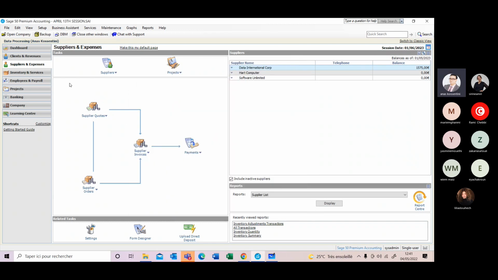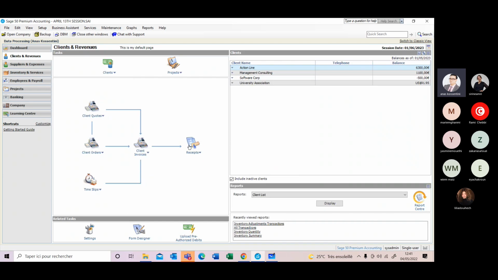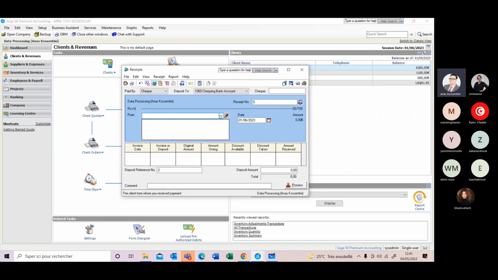Under June 1st, under clients and revenues, as usual, guys, because I have a transaction, I have an invoice, I have a receipt. I have to create a receipt. As usual, we choose the mode of payment, so it's going to be by check or a direct deposit, etc., etc. We put the foreign currency bank. And I will select university association.